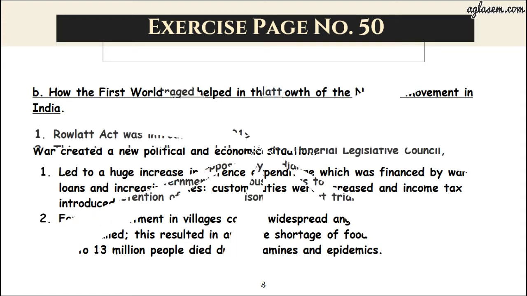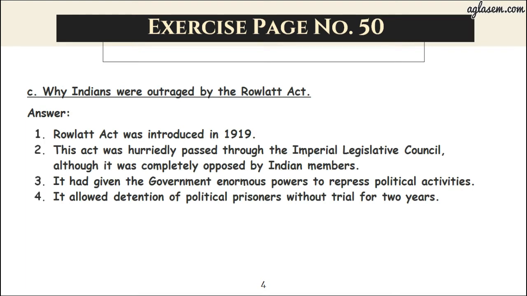So now let's come to the C part, that is why Indians were outraged by the Rowlatt Act. So the answer for the same is the Rowlatt Act was introduced in 1919. Second is this act was hurriedly passed through the Imperial Legislative Council, although it was completely opposed by Indian members. Third is it had given the government enormous power to repress political activities. Fourth part is it allowed detention of political prisoners without trial for 2 years.